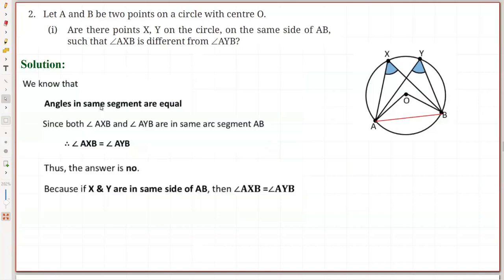So we know that angles in the same segment are equal, since both AXB and AYB are in the same arc or same segment AB. Therefore, AXB is equal to AYB. Thus the answer is no. If X and Y are on the same side of AB, then AXB is equal to AYB. Angles in the same segment should be equal.